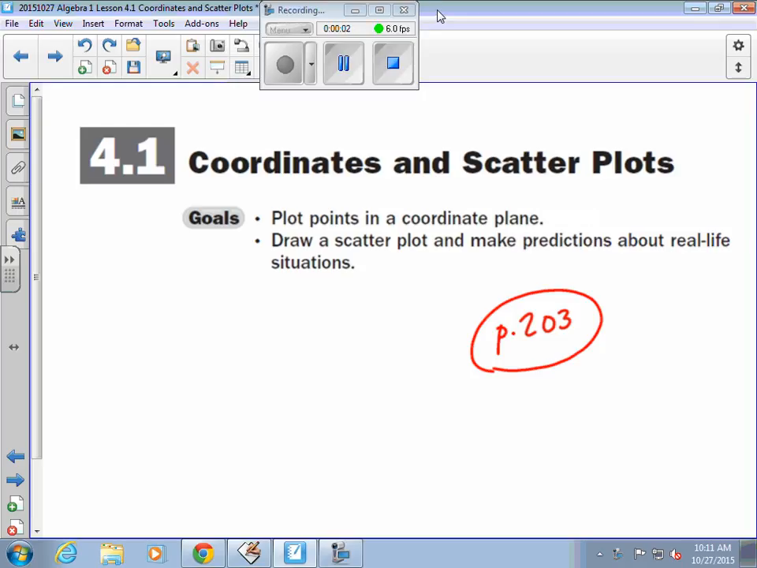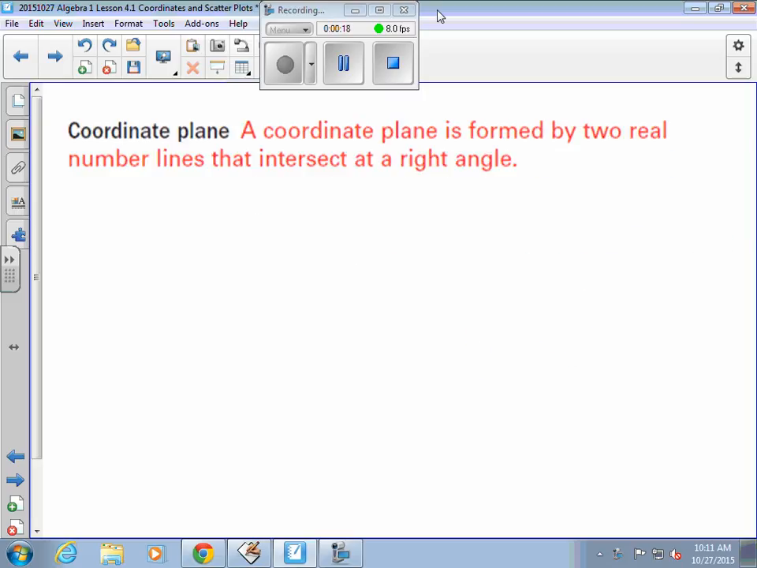This is Algebra 1, Lesson 4.1, the beginning of graphing equations. We're looking at coordinates and scatter plots. Make sure everybody understands how to do that. We're drawing plots in a coordinate plane, or we're plotting them. And then we're going to draw a scatter plot to represent real-life situations where we can see what's going on, beginning on page 203 in your textbook.